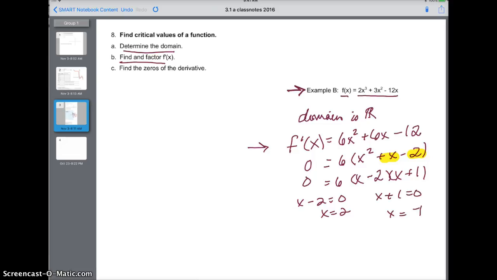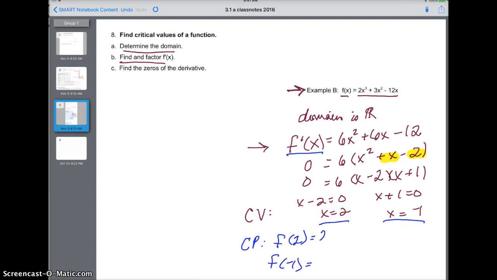Okay, so both 2 and negative 1 are part of the domain of all reals. So these two critical values can now be converted into critical points. Recall that 2 and negative 1 are x-intercepts of the first derivative. So to find their full critical points, we have to find f of 2 and f of negative 1. In other words, we have to plug our critical values back into the original function.